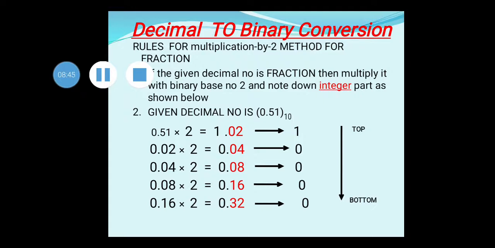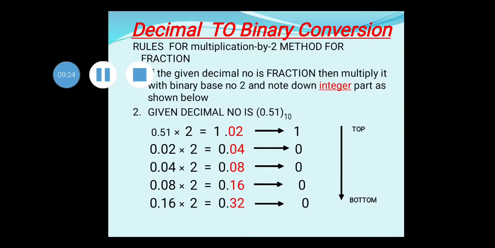Note down the integer 0, and the fraction part 0.04, again multiply that with 2, and we get the result 0.08. Now here the integer is 0, note down that 0, and in the next step multiply that fraction with 2. So the fraction here is 0.08. 0.08 into 2, you get 0.16. Note down the integer, that is 0, and in the next step multiply the fraction with 2. So that is 0.16 into 2, you get 0.32, and note down the integer.